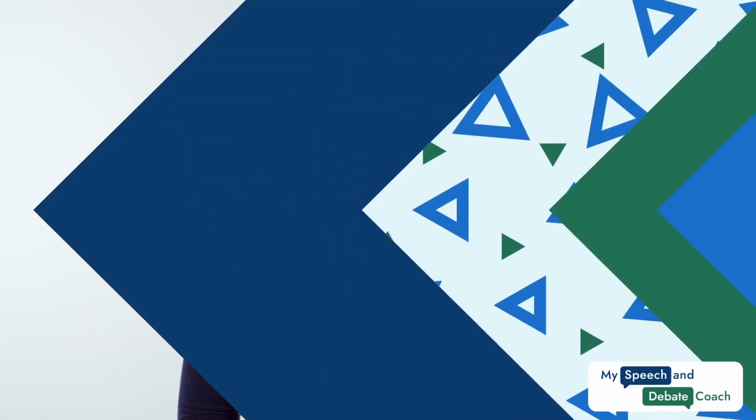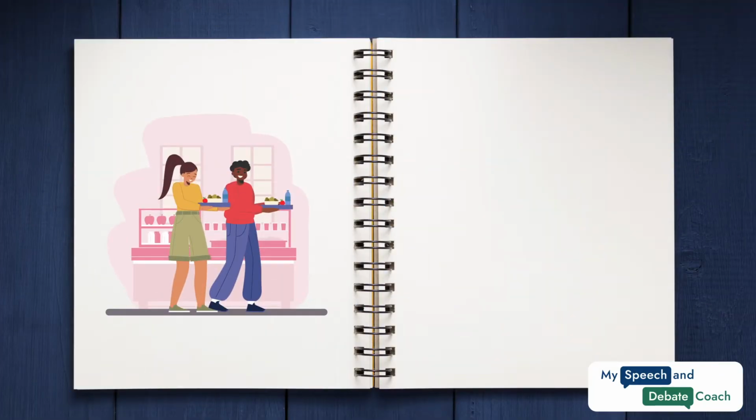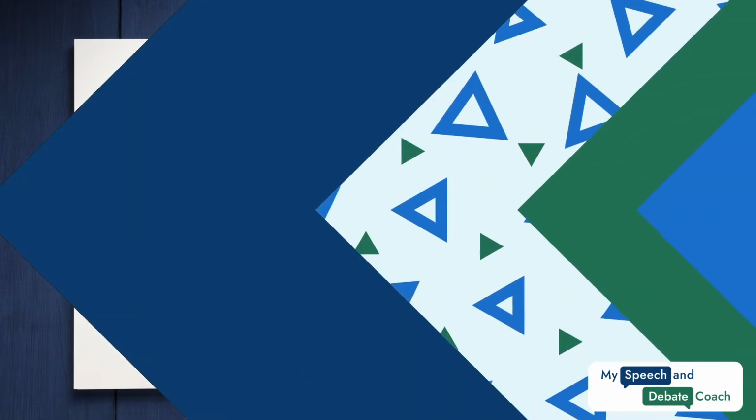For example, if you're debating why schools should have longer lunch breaks, you could say, if students have more time to eat and relax during lunch, then they'll be more focused and productive in the afternoon. You're showing how one thing, a longer lunch, leads to a positive outcome, better focus. But you can take this even further.